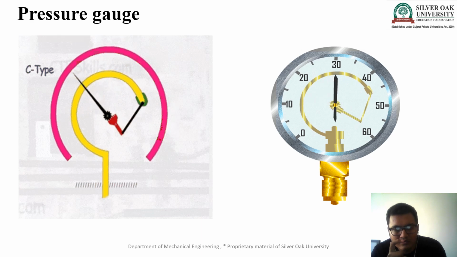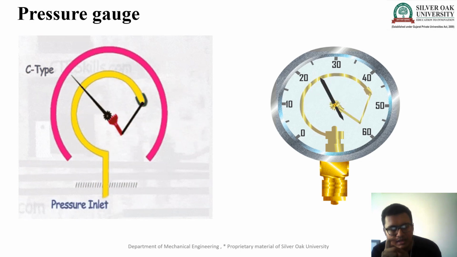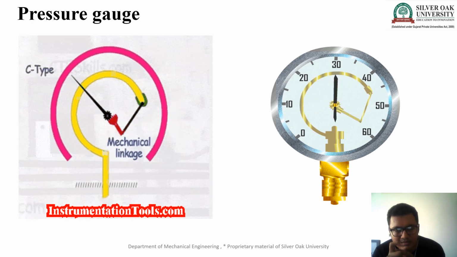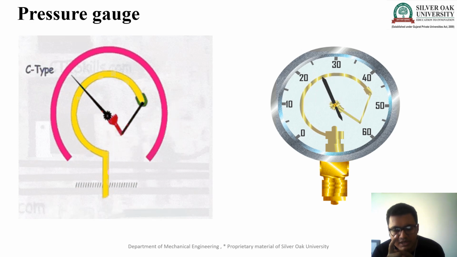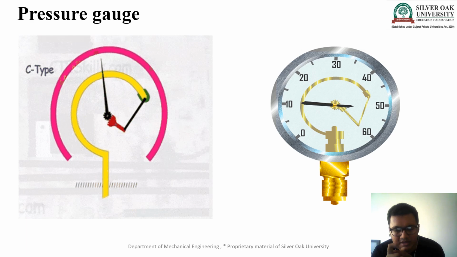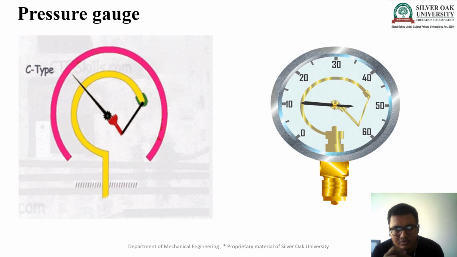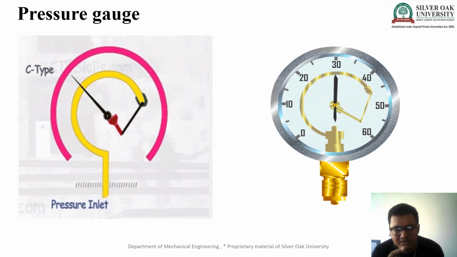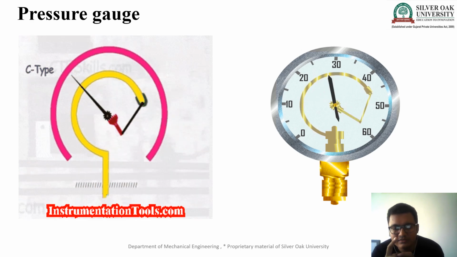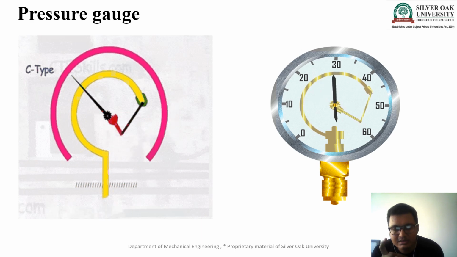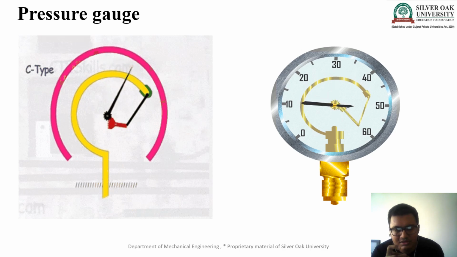In the Bourdon tube, when the pressure comes inside, it tends to become straight. Then we connect the pointer and a rack and pinion mechanism with the Bourdon tube, so the pointer moves over the dial gauge. If we remove the pressure from this Bourdon tube, what happens? It returns to its original shape, and our pointer shows 0.